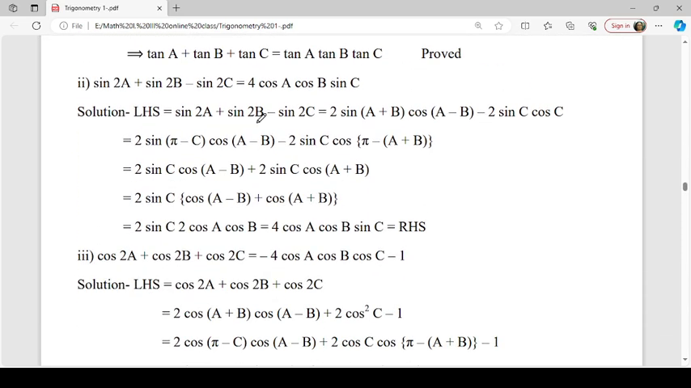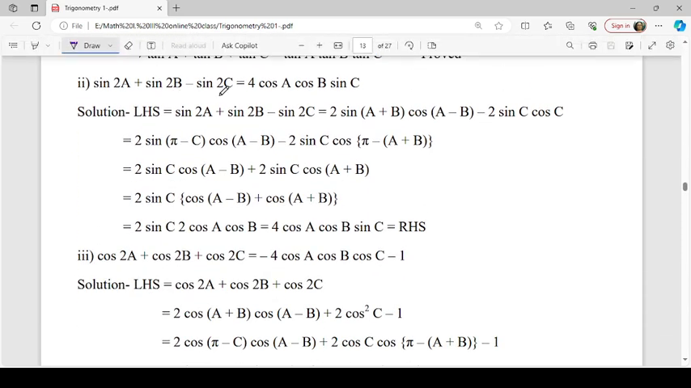Then this one, sin 2A plus sin 2B minus sin 2C. So here we do this. So this is sum converting to product. So it is 2 sin of (C plus D) by 2, it is A plus B, cos of (C minus D) by 2, it is A minus B. Then this A plus B we write as pi minus C. This is cos A minus B, and this sin 2C is 2 sin C cos C.